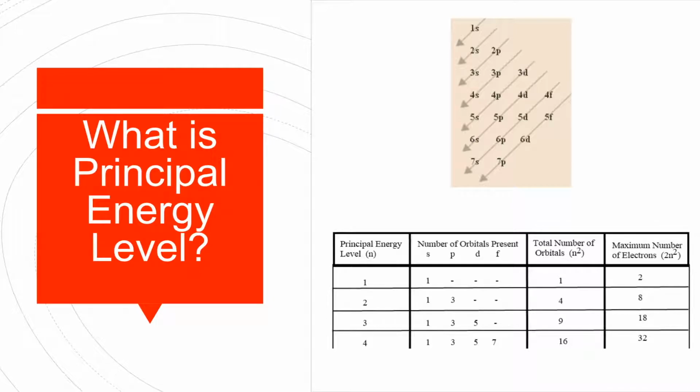They are this way because of the principal energy level. The first principal energy level holds only s, the second s and p, the third s, p and d, and the fourth s, p, d and f, and so on and so forth.